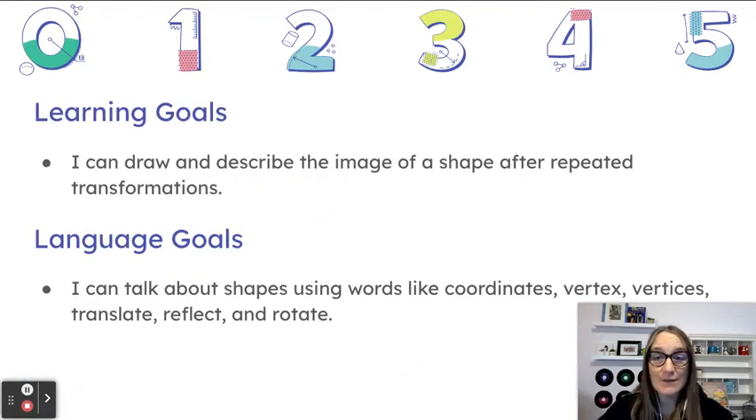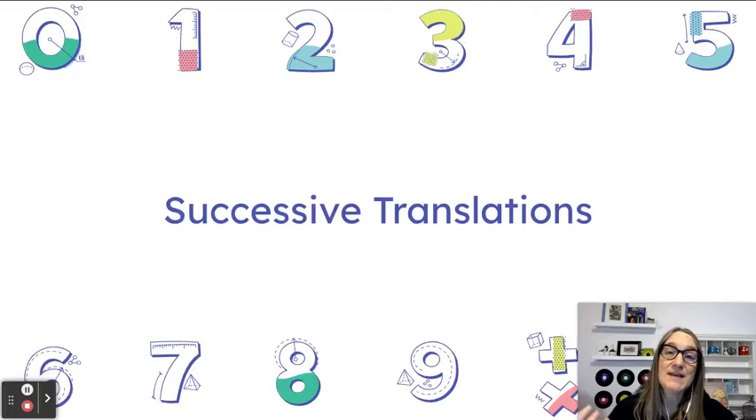Our learning goal for this week is I can draw and describe the image of a shape after repeated transformations. And our learning goal is I can talk about shapes using words like coordinates, vertex, vertices, translate, reflect, and rotate. Let's begin with successive translations.